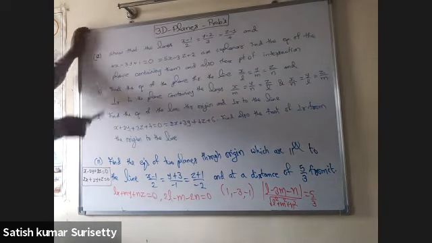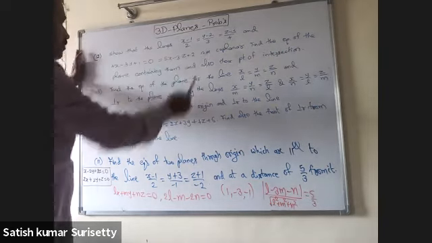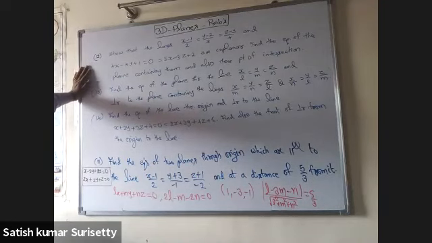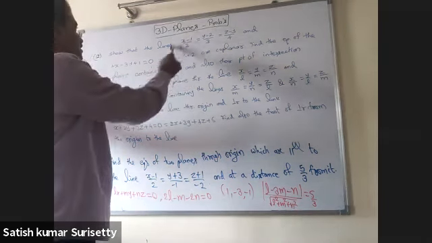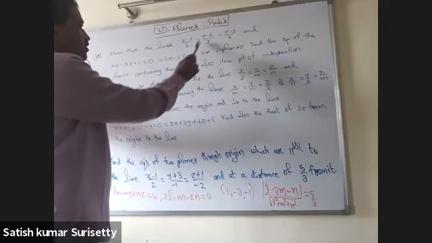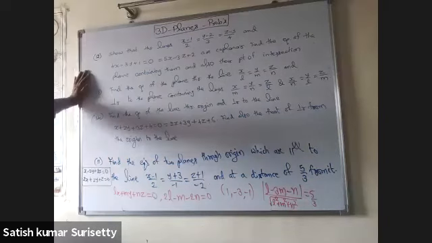So the next problem is: show that the lines (x minus 1)/2 equal to (y minus 2)/3 equal to (z minus 3)/4 and 4x minus 3y plus 1 equal to 0 equal to 5x minus 3y plus 2 are coplanar. Also find the equation of the plane containing them and also their point of intersection. So here one line is in symmetric form and another line is in unsymmetric form, and you have to show that these two are coplanar. After that you have to find the point of intersection of those two lines.